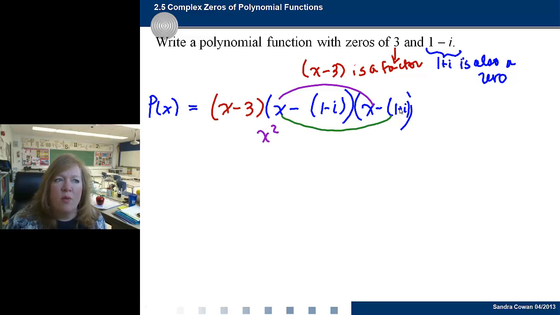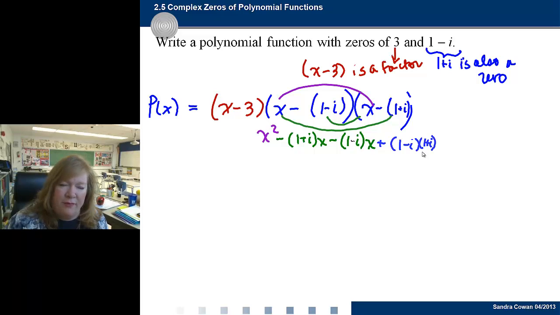x times the 1 plus i, I'm going to say, is a minus (1 + i)x, because there's a minus in front of that parenthesis. And then the inner one would be x times this guy, which would be minus (1 − i) times x, and then (1 − i) times (1 + i). If you take things slow and write them out and then little by little simplify, it will make your life a lot better.